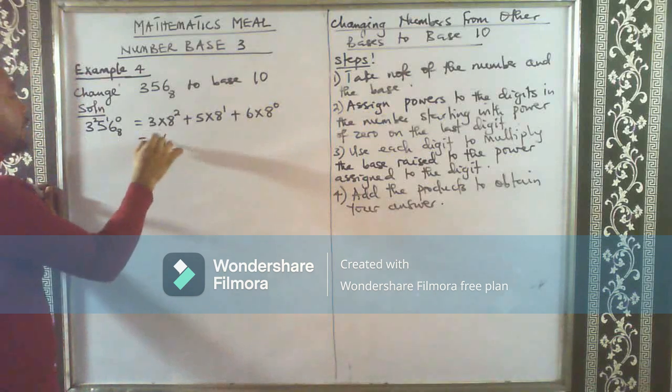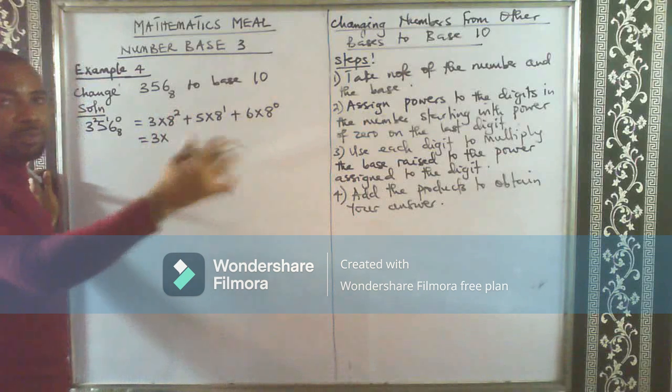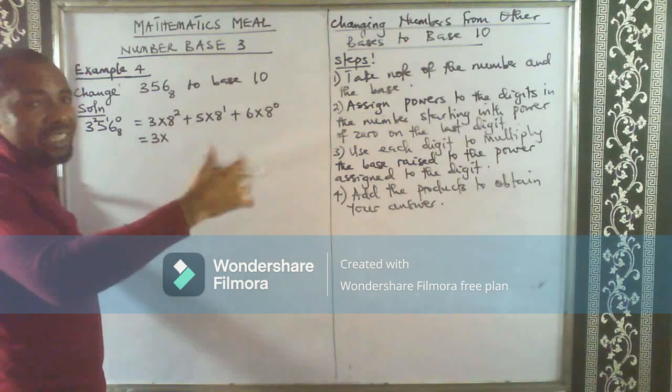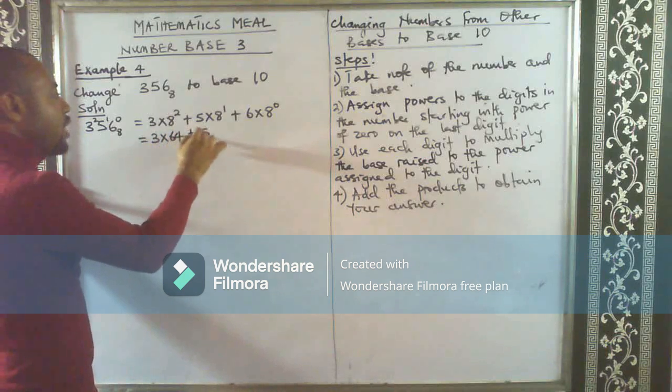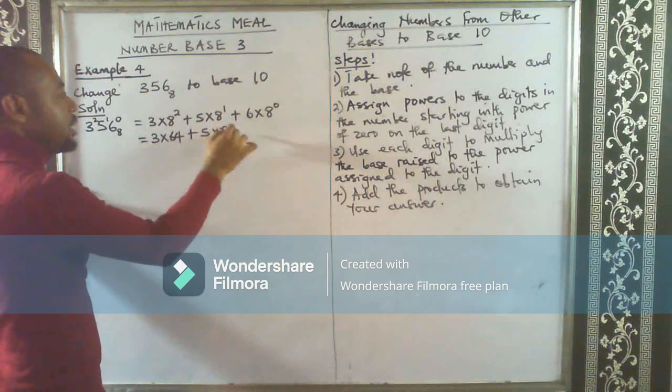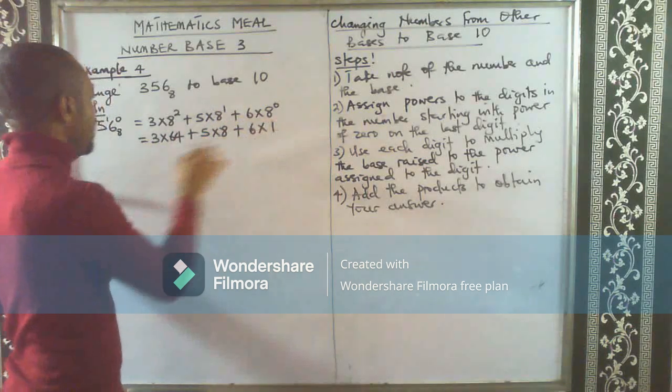Okay? 3 times 8 raised to power 2 is 8 times 8. Remember, it's not 8 times 2. That means multiply 8 2 times. So 8 times 8, that will give me 64. 5 times 8 raised to power 1 is 8. And we have 6 times 8 raised to power 0 is 1.